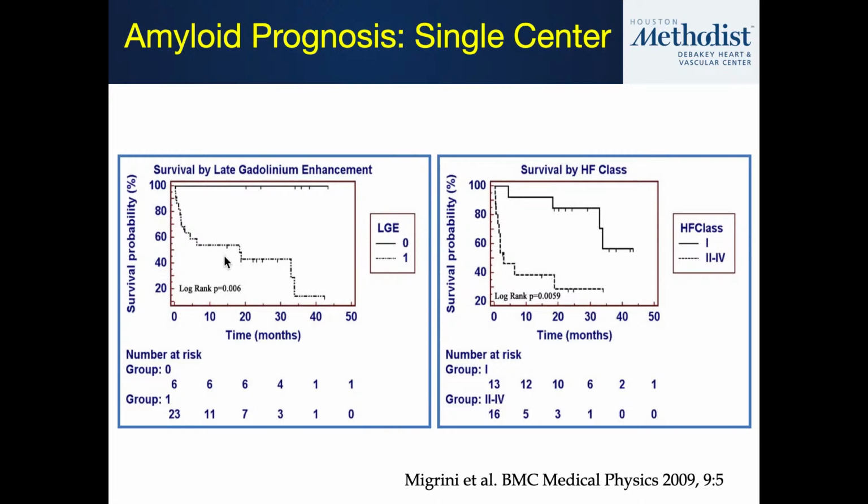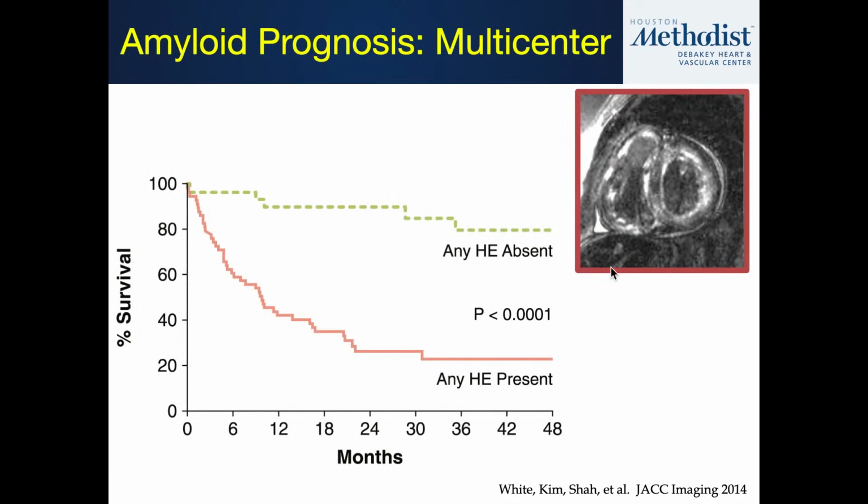This is a single center study almost 10 years ago, showing in fact that the absence of LGE is associated with a much better outcome in patients with known extracardiac amyloidosis compared to the presence of any late gadolinium enhancement. And in fact, it was better at stratifying than NYHA class was. And this was followed by a multi-center study that we were involved with, which again found that across a spectrum of patients, having any hyperenhancement in a patient with known extracardiac amyloidosis is associated with a much worse survival.